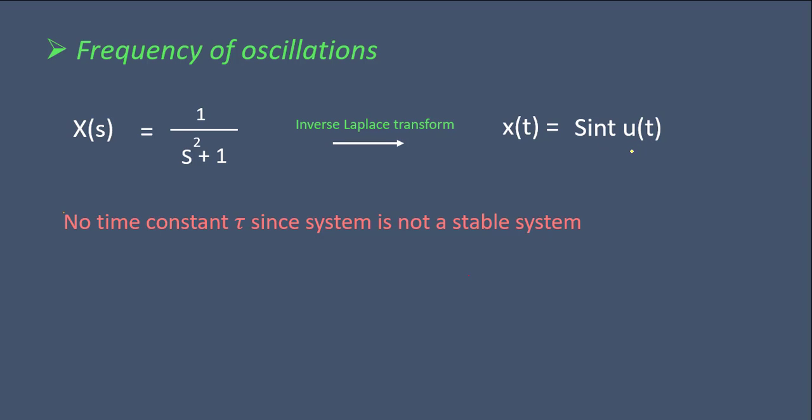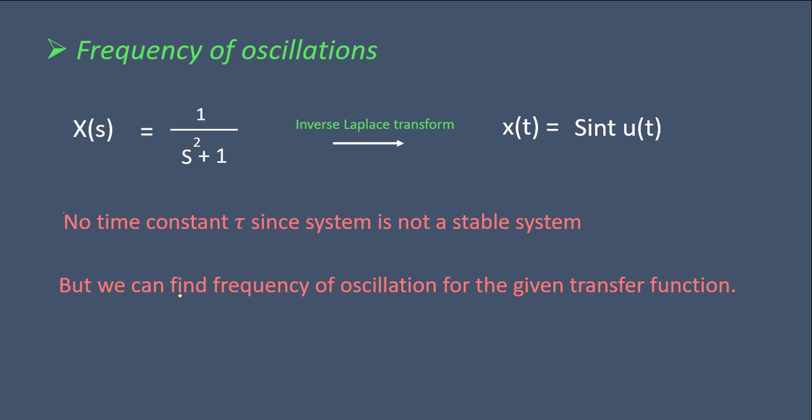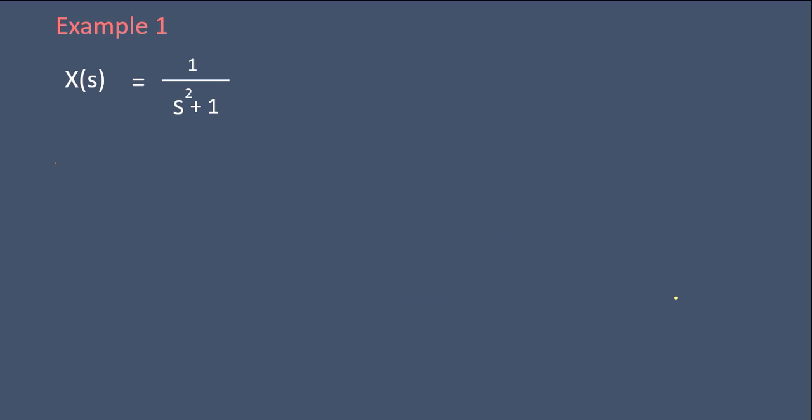Time constant we find only for stable systems. But we can find the frequency of oscillation for the given transfer function. Now let us see how to find the frequency of oscillations. I have taken the same transfer function X(s) = 1/(s² + 1).